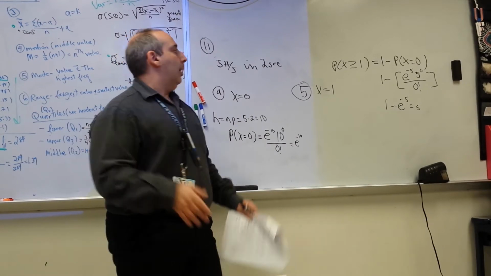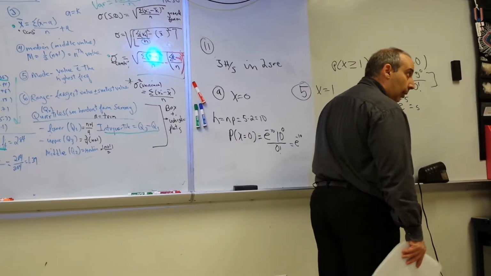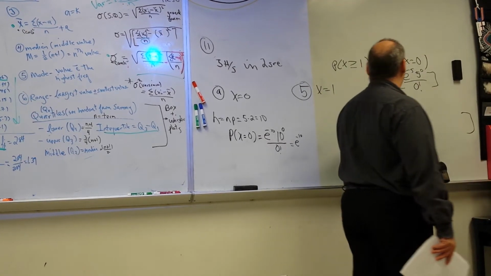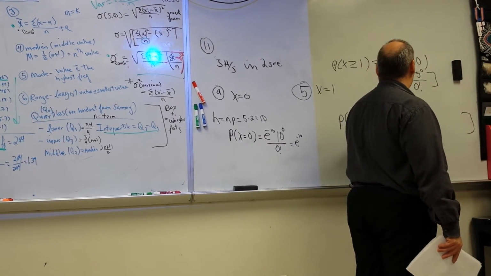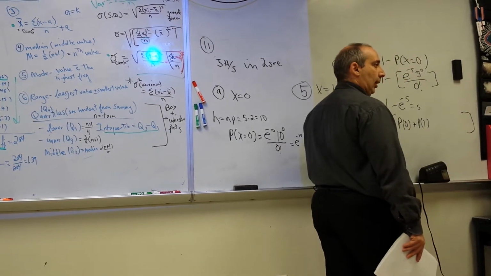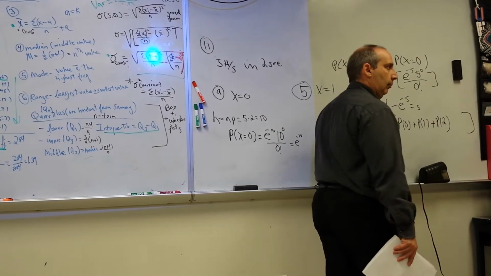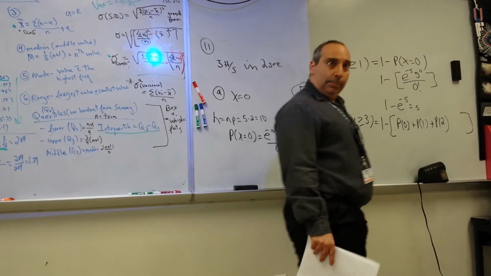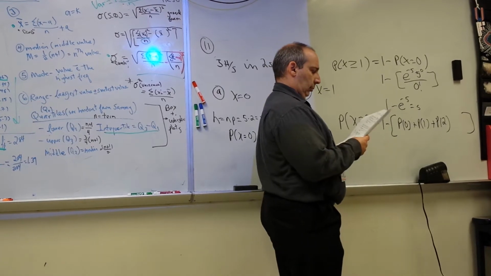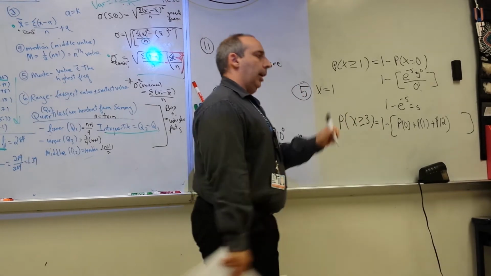Good question. Greater than or equal to 3. 1 minus, I'm going to do it this way. P of X equals 0, X equals 1, X equals 2. Now notice what I'm doing. At least 3 means you get 1, 2, 3, so you take 0, 1, 2 and do 1 minus all of that. Take it off the top. Do we have to do 3 too? No, because we're finding out less than 3. Yes.